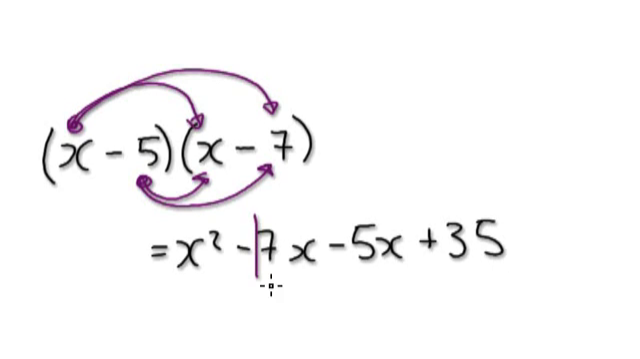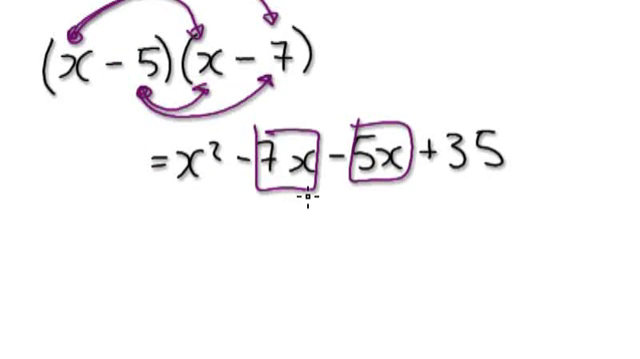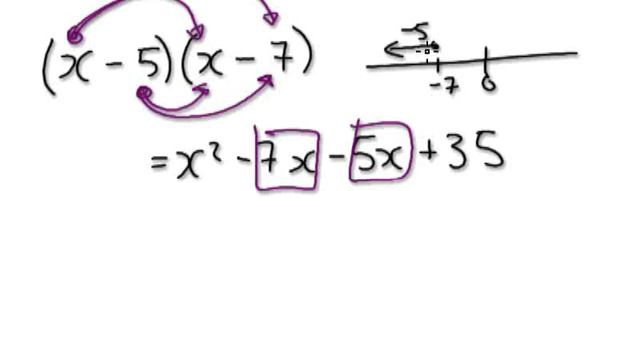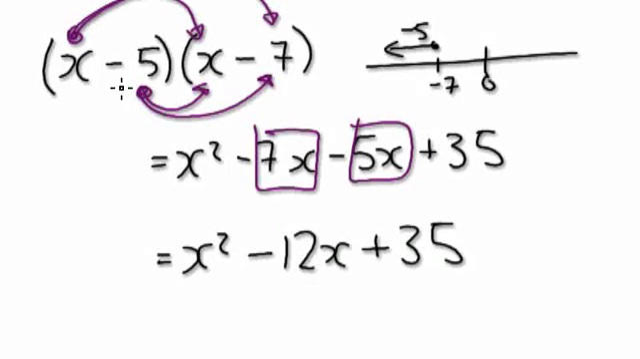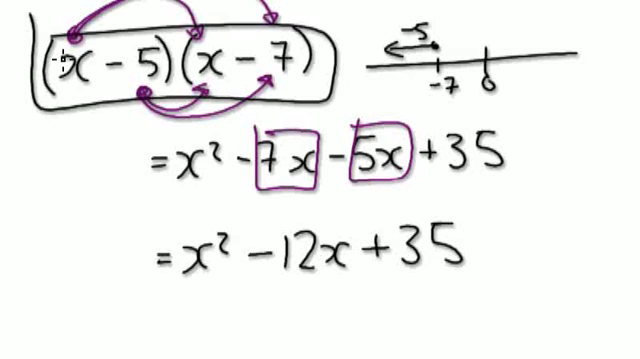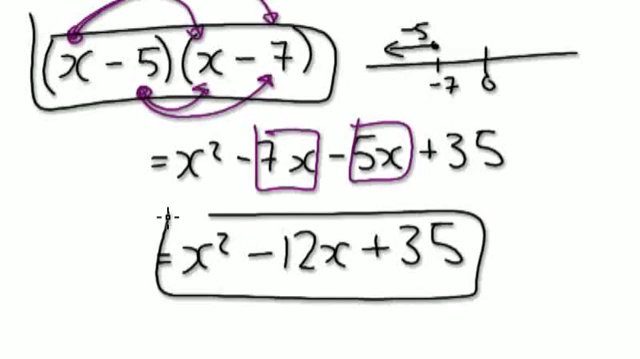Okay, merge these two together. So minus 7 minus 5. If you look at your number line, you start at minus 7 here, and then you've got to go minus 5 in this direction. So it would be minus 12, sorry. So it would be x squared minus 12x plus 35. So this is the same as this.